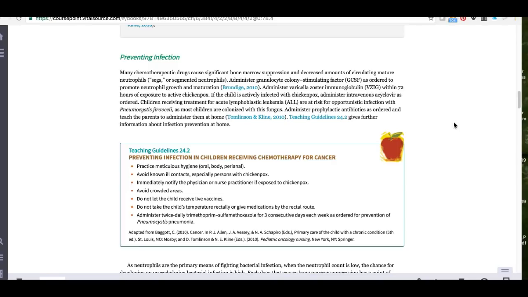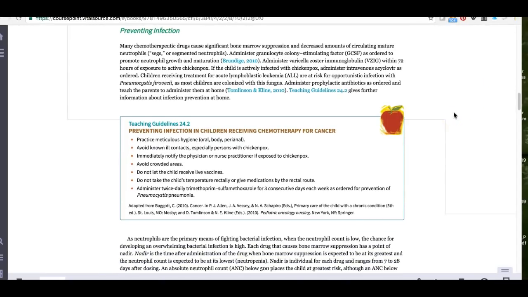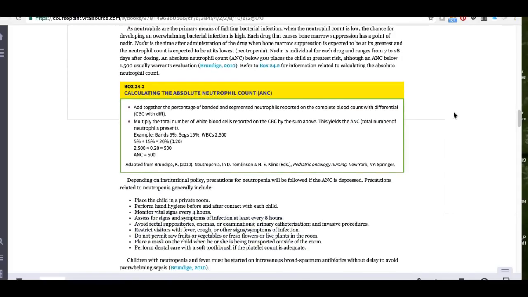All right, so preventing infection with kids. Meticulous hygiene. That's why they have these kids on the separate floor. The bone marrow transplant unit is a lockdown wind tunnel. If anybody spent any time up there for their clinicals, then it is a super high infection control area.